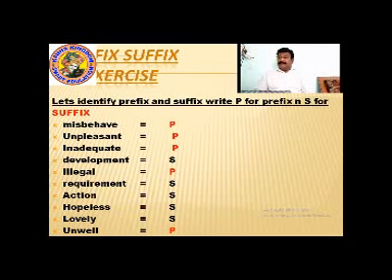Now the exercises which are given, let's identify prefix and suffix. Write P for prefix and S for suffix. You can see it on your screens. Misbehave. It's a prefix. MIS, behave. Behave is a word, and prior to that we have used MIS. MIS is a prefix. Unpleasant. Pleasant is the root word. The group of letters UN is used to make its opposite, unpleasant.